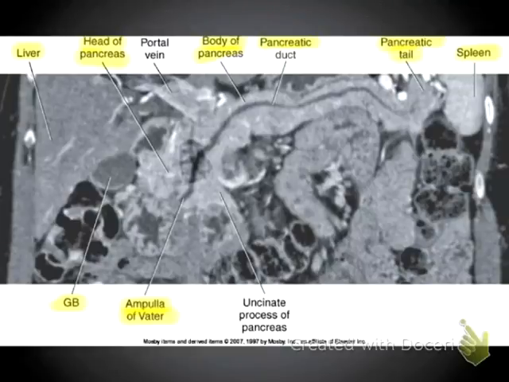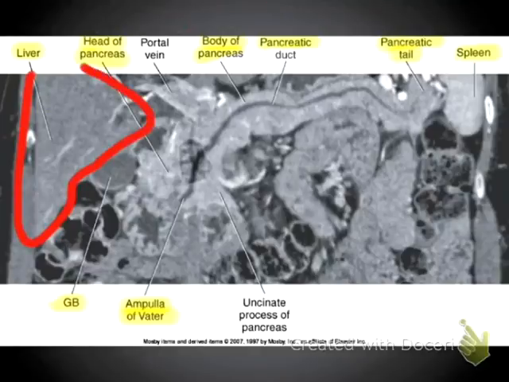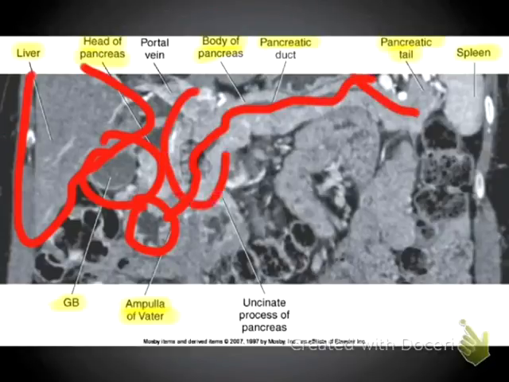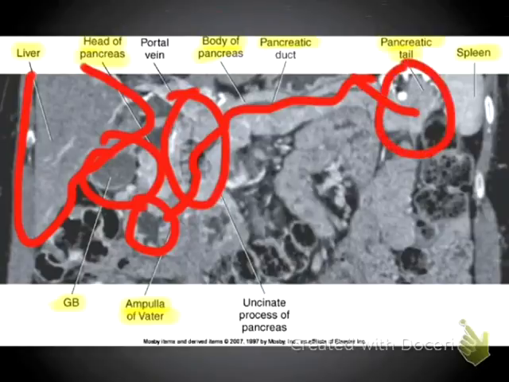We have the liver here, the gallbladder. We have the ampulla of Vater and the duodenum here. And so we have the pancreatic duct that's actually running through here. We have the head of the pancreas here, tail of the pancreas there, and this area here is the body of the pancreas.